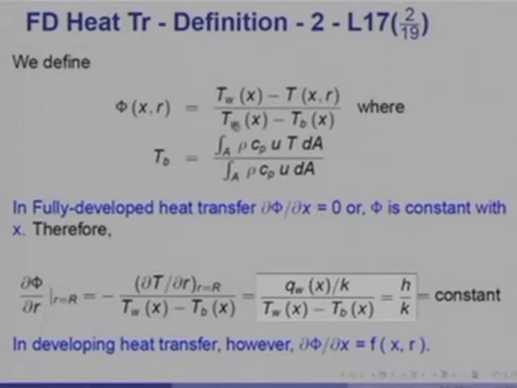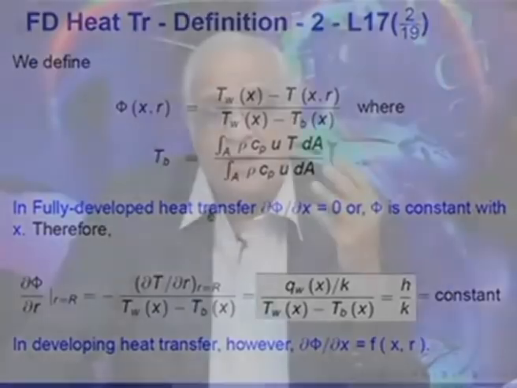Remember, we defined fully developed flow where du by dx itself was equal to 0. In heat transfer, we say the dimensionless temperature gradient with x being 0 is the condition for fully developed heat transfer, and it implies h equal to constant. Although T wall and T bulk and indeed temperatures at every radius may vary with x and r, as long as the ratio of T wall, T bulk and the heat flux remains constant, or h is constant, we say the fully developed heat transfer has been reached.